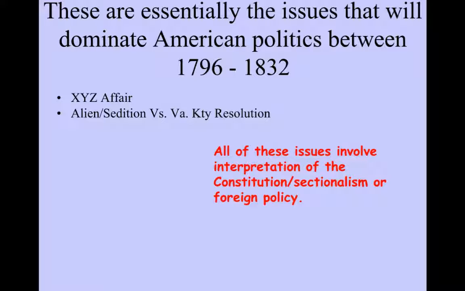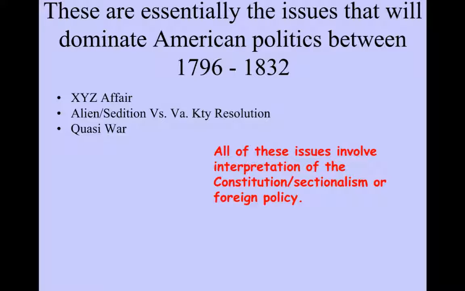Number one, does the federal government have this much power? Number two, do the states have this much power to nullify federal law? Think about how dangerous that is, by the way. If the states could nullify federal law, then essentially the federal government would have almost no power at all.